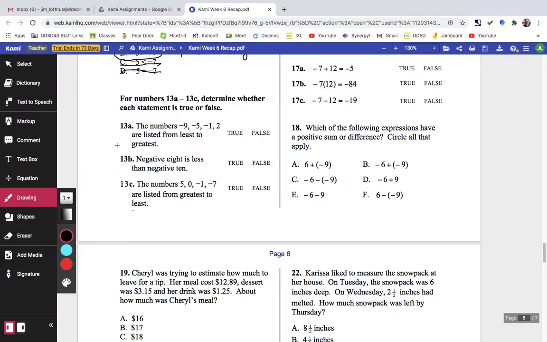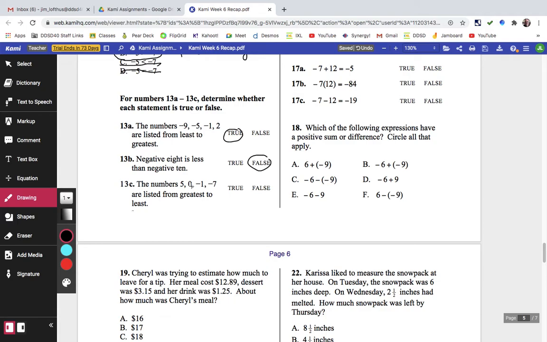So here's number 13. It says determine whether each statement is true or false. The numbers -5, -9, -5, -1, 2 are listed from the least to the greatest. That is true. -8 is less than -10. That is false. -8 is greater than -10.